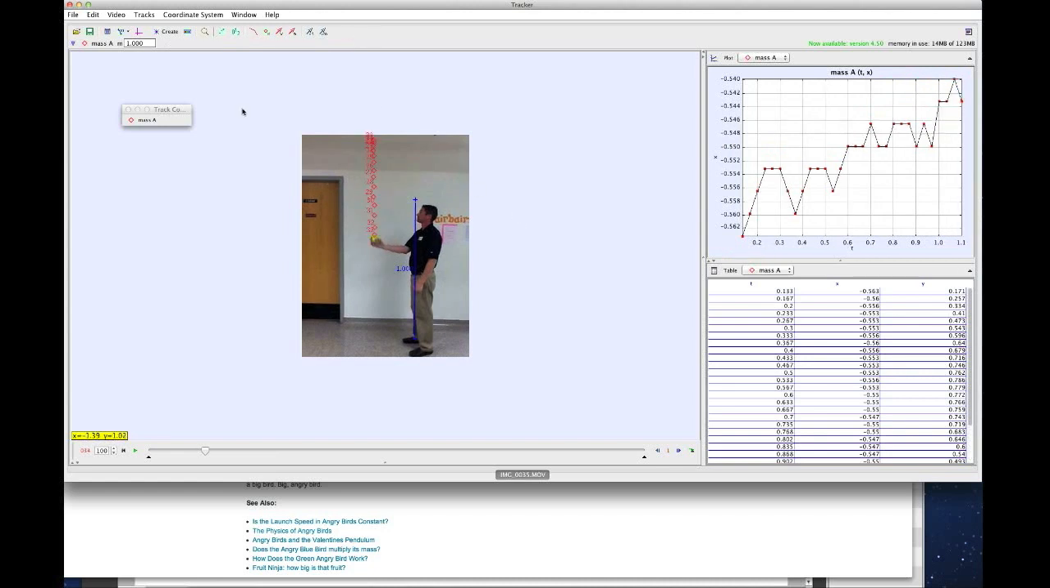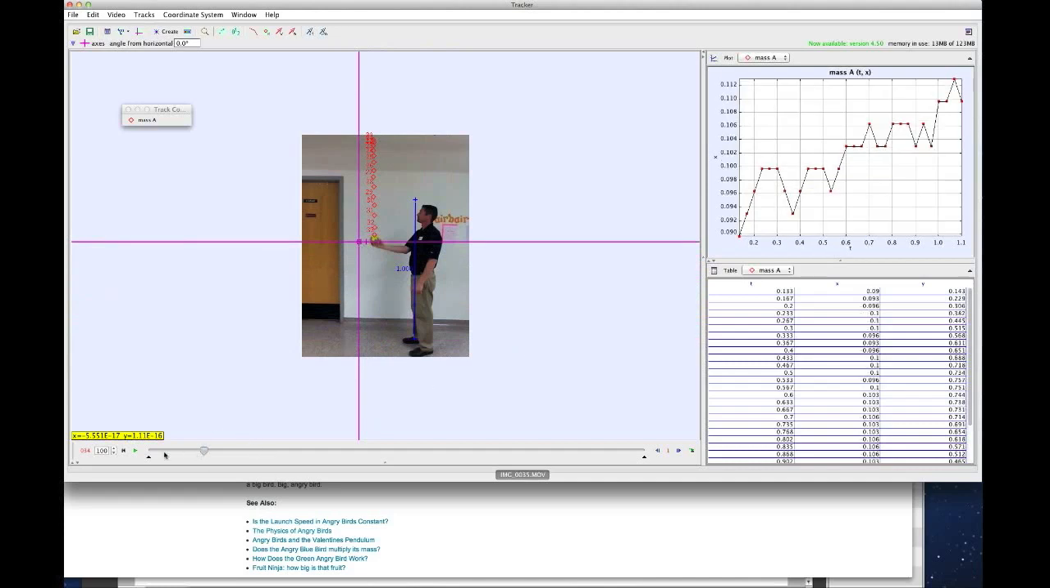There we go. Now, it's also beneficial to set a coordinate system here. So you push your little axes button right here, and we can make it wherever we want. So I'm going to put it right here, even with where he's released the ball. So right about here. Okay, now if you play this back, it'll show all of your points. Pretty cool.